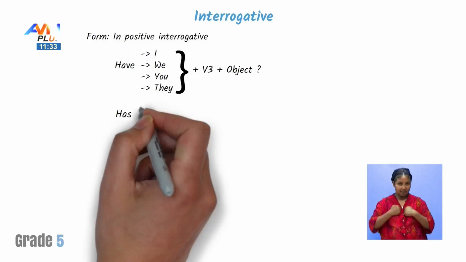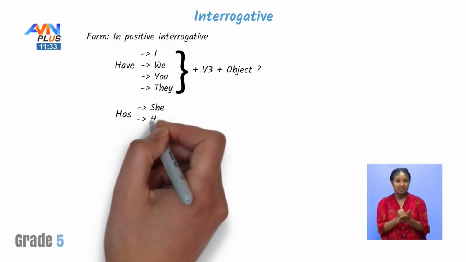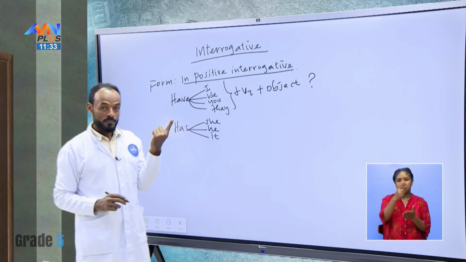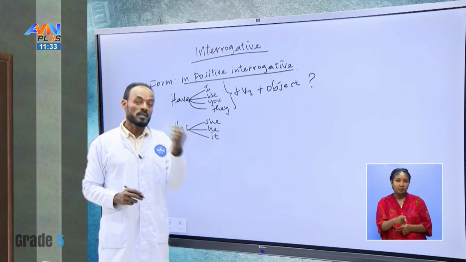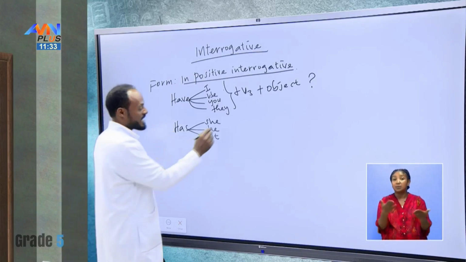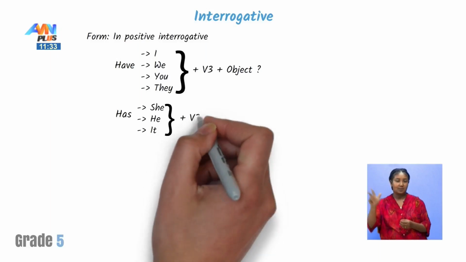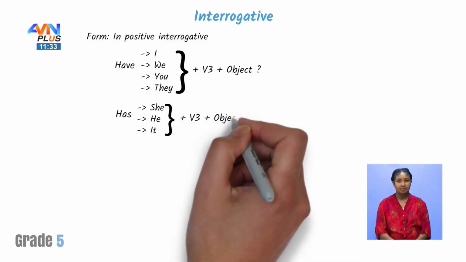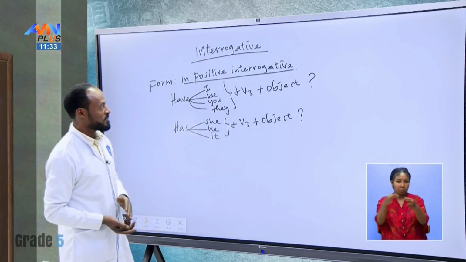Has she, has he, has it. This means if it is someone's name, female or male, or if it is a thing and it is singular. Has plus verb 3. If necessary, we can add what? Object. That's optional. To make it clear, you can add it. So there should be a question mark.